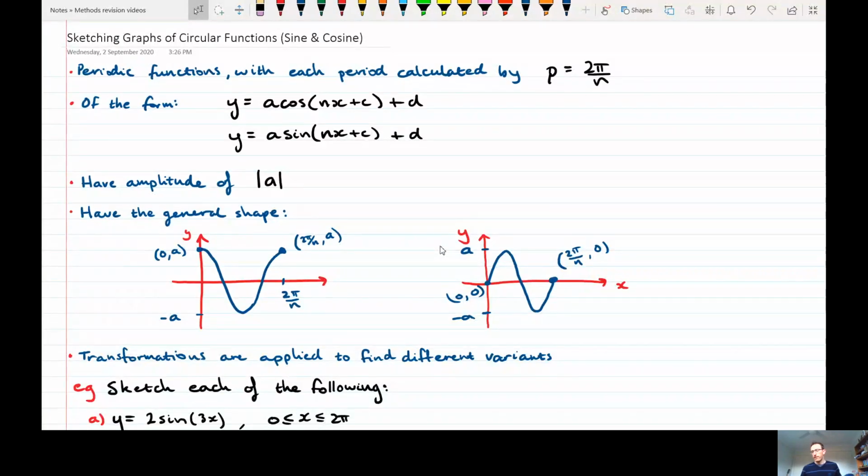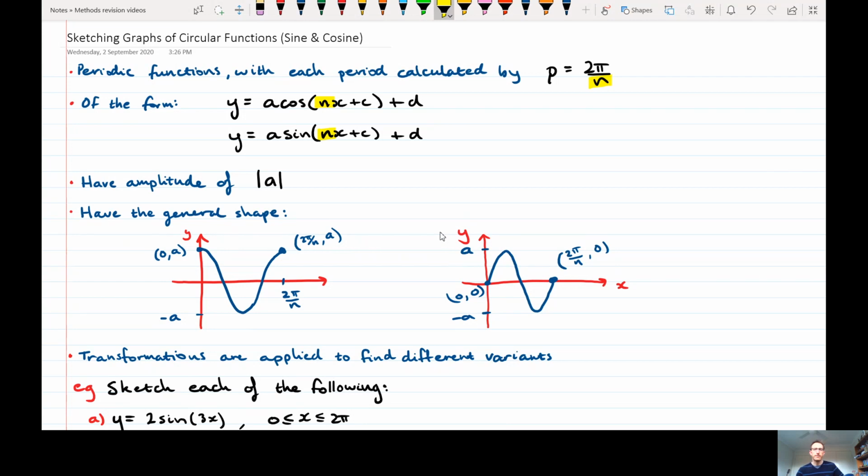Okay, so in this video we're going to revise how to sketch graphs of circular functions, sine and cosine at least. We can do tangents in another video. These two are periodic functions, which means they repeat themselves over and over and over. The length of time it takes to repeat is called the period, and that is given by 2 pi over n, where n is the dilation factor in our graph.